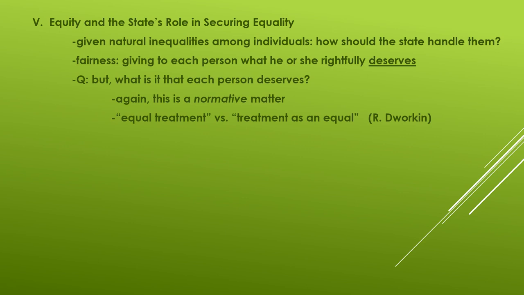Dworkin, who taught at NYU for a long time, talked about different conceptions of equality, and one of them he termed equal treatment, and the other he termed treatment as an equal. On the surface of it, there of course is no difference, right? The terms appear to mean the same thing, but Dworkin stipulated what he meant, which is what good philosophers do. That is, they specify exactly what I mean by this term is blah, blah, blah. So here's what he meant by each of them, and they are different.